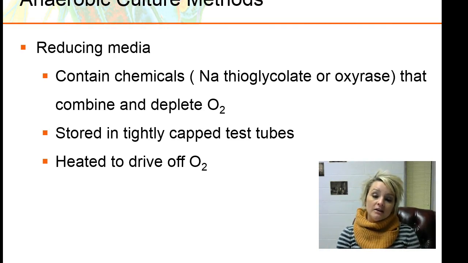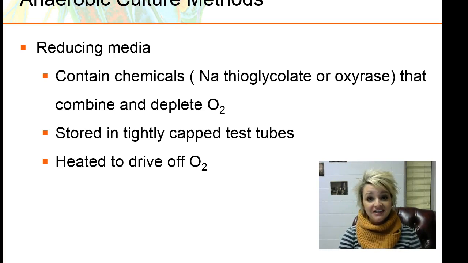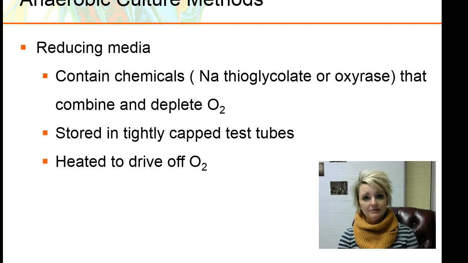If I want to grow anaerobic types of bacteria, I have to be very cognizant of the fact that anaerobes can't grow in oxygen. That means I have to get rid of the oxygen in the media. Most of the time we do that by adding a chemical, usually sodium thioglycolate. I could add something like cyanide, but we technically don't play with cyanide. So sodium thioglycolate is what we usually use, and we put that in the media, and it combines with all of the oxygen gas and depletes it out.